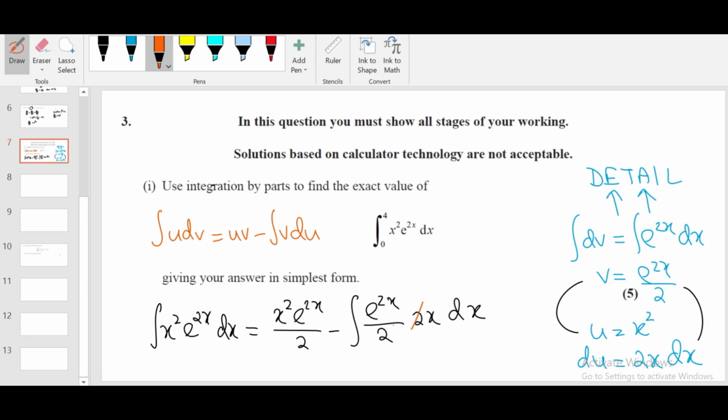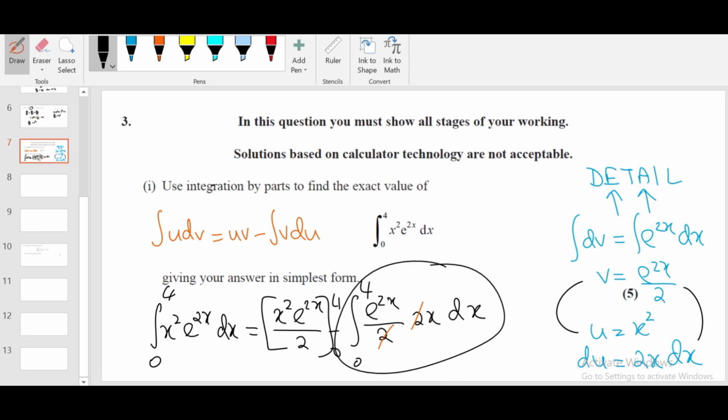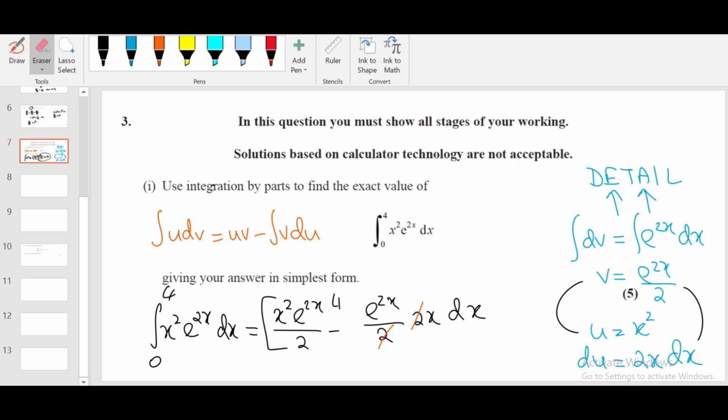The 2 can cancel. Now you see, since there is a limit 0 to 4, I have seen students applying the limits here and then doing the integration by parts here. It's not wrong actually, but a lot of students make mistakes when they do it like this. So I won't suggest you to multitask here. Forget about the limits first of all. Don't worry about the limits. First let's integrate everything, then finally we will add the limit.